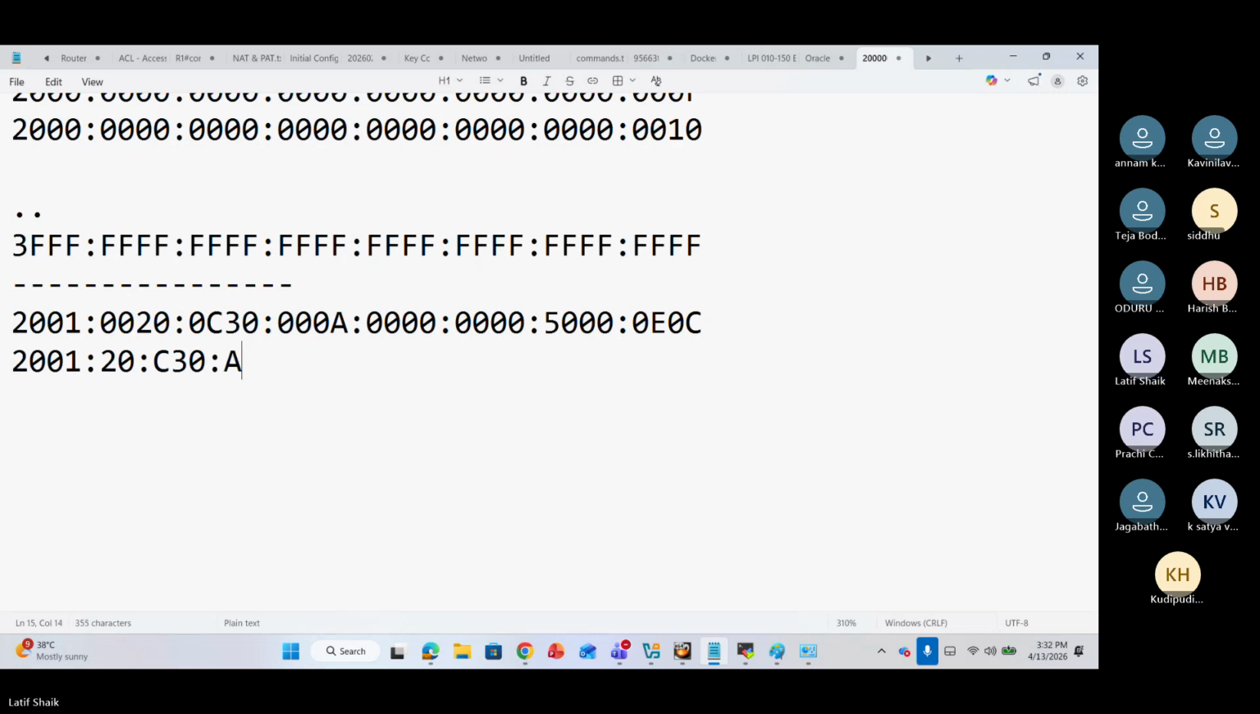And A. Then we have four zeros. Instead of four zeros, you can put a single zero. After 5, we have three zeros, and we have to keep it like that only. Here it is 0E, so you can just write E. Again 0, again C. That middle one we can't remove.